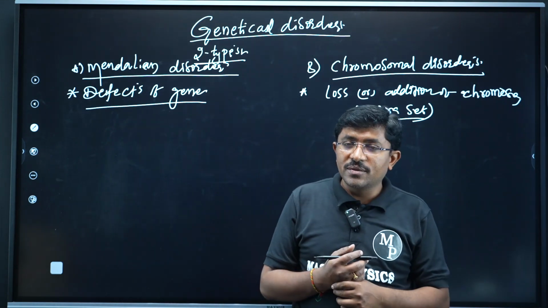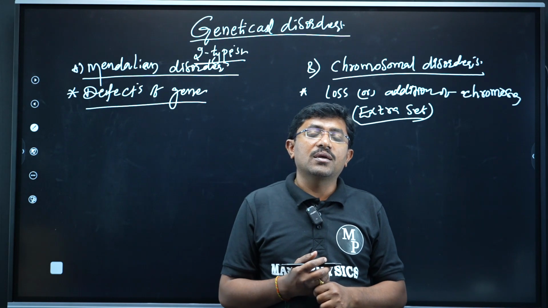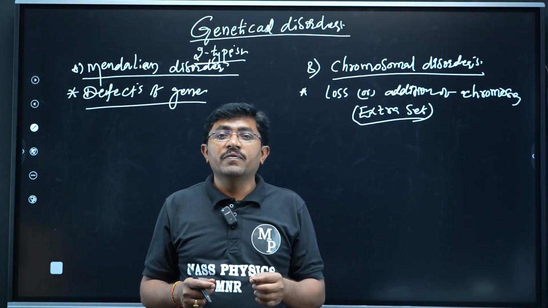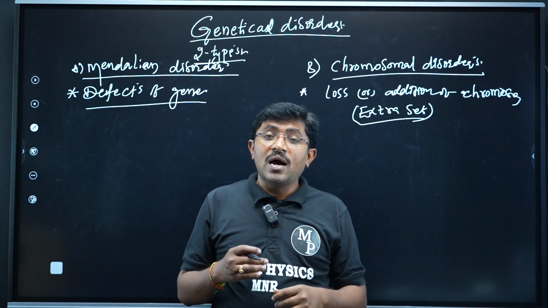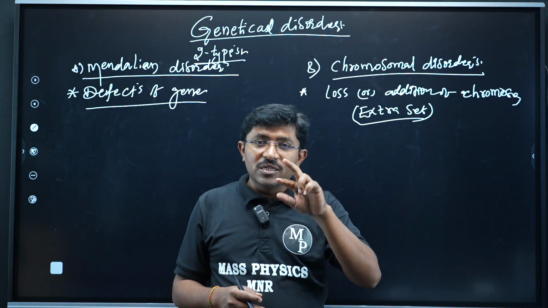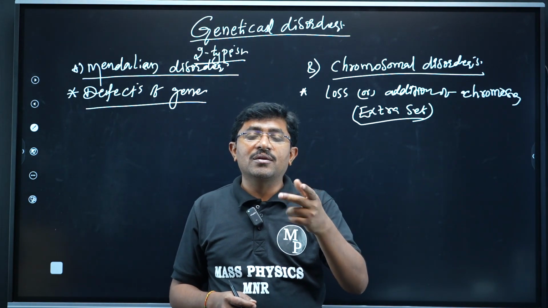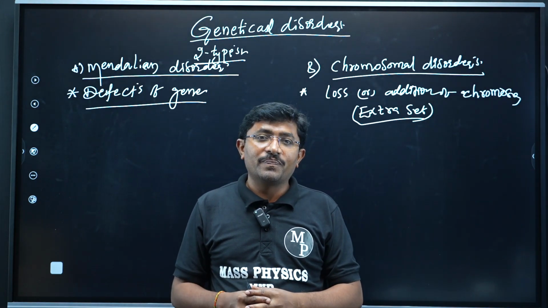In human beings, 46 chromosomes are there. In this 46, if 45 chromosomes are there by the loss of a chromosome, or 47 chromosomes by the addition of a chromosome, if any one of these two things happens, then that person becomes sterile.